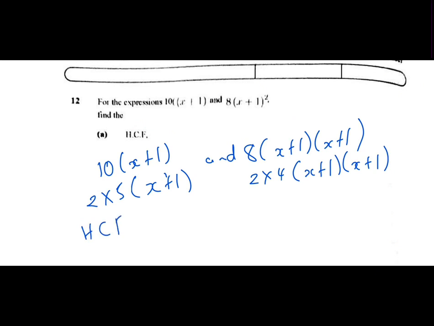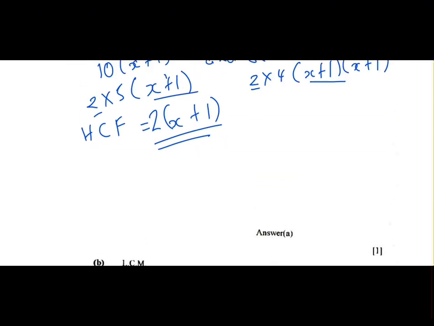So here the highest common factor would be: we have an x plus 1 which is common in both, and we also have a 2 which is common in both. So it will be 2 bracket x plus 1. Okay. Then the second part wants us to find the lowest common multiple. So here the lowest common multiple is found by finding the longest chain of the factors in both expressions, 10 bracket x plus 1 and the other one, 8 bracket x plus 1 squared.